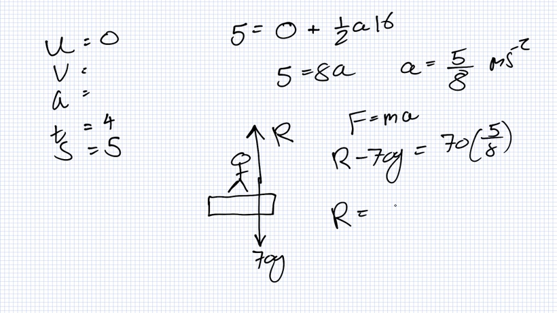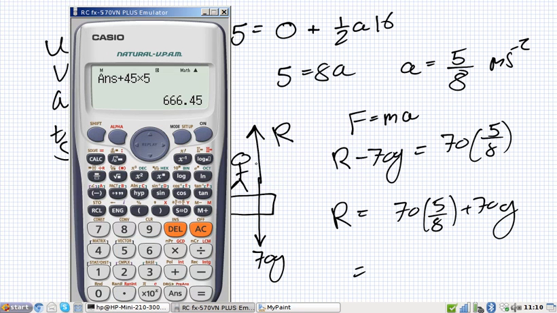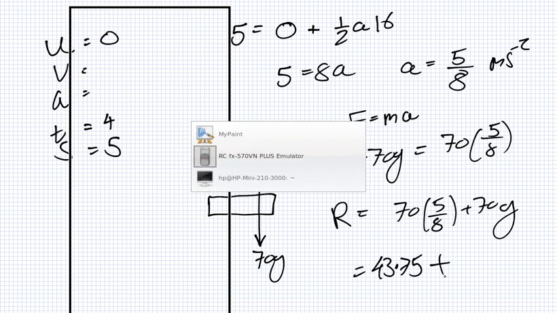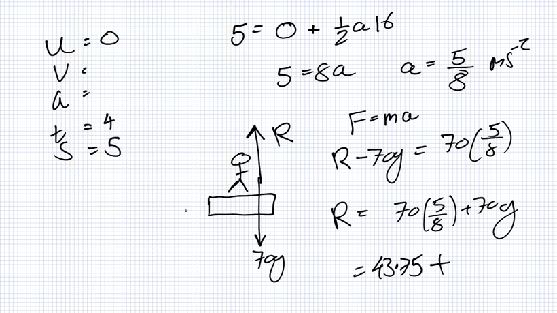So R equals 70 times 5/8 plus 70g, which equals, let's see, 70 times 5 over 8, 43.75, plus 686.7.